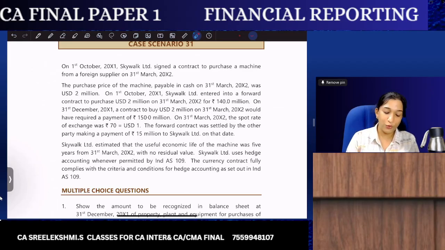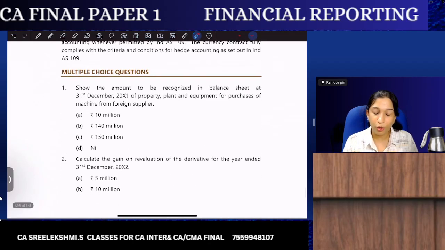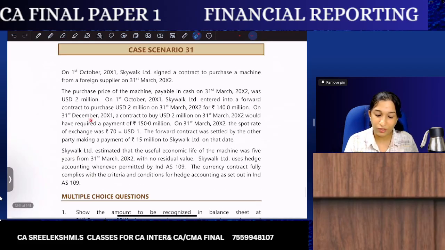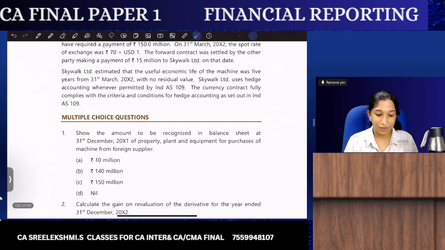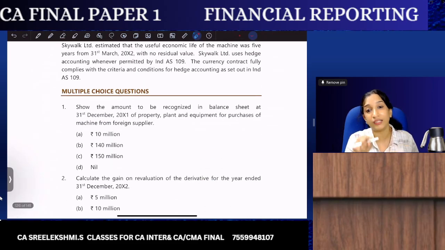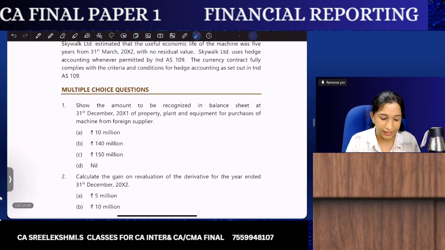Okay, so now what are the questions? Show the amount to be recognized in the balance sheet at 31st December 2011 for PPE purchase. But at 31st December 2011, we are not recognizing PPE in the books. So PPE will be recognized only on 31st March 2012. So here it is nil.